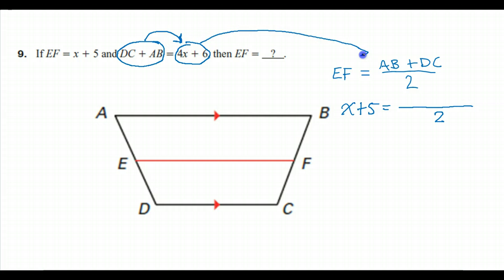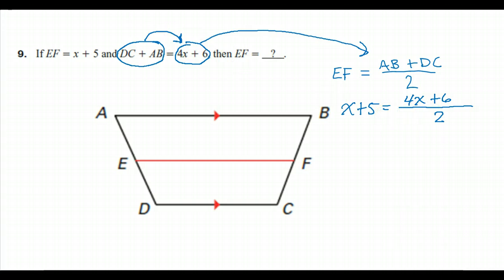Well, look. DC plus AB, that's what this is. AB plus DC, DC plus AB. So DC plus AB is 4x plus 6. So that means this numerator is 4x plus 6. So I can go ahead and do that substitution. 4x plus 6, because we're told that this sum is equal to 4x plus 6. So I should be able to solve this equation for x. And that's what I'm going to do.